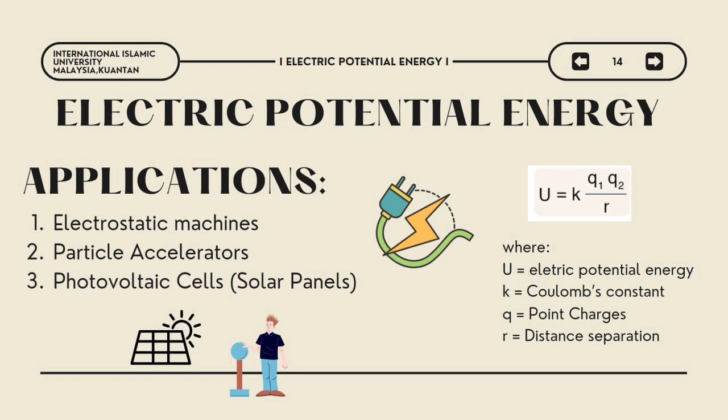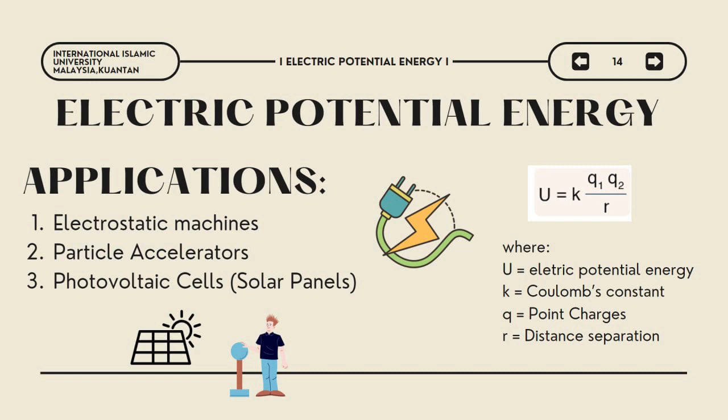The equation for calculating the electric potential energy is given by U equals K Q1 Q2 over R, where U is the electric potential energy, K is Coulomb's constant, Q is the point charge, and R is the distance of separation. One of the applications of electric potential energy is in electrostatic machines. Devices like the Van de Graaff generator accumulate charge and create high voltage. The potential energy stored in this machine can be used for experiments or demonstrations.